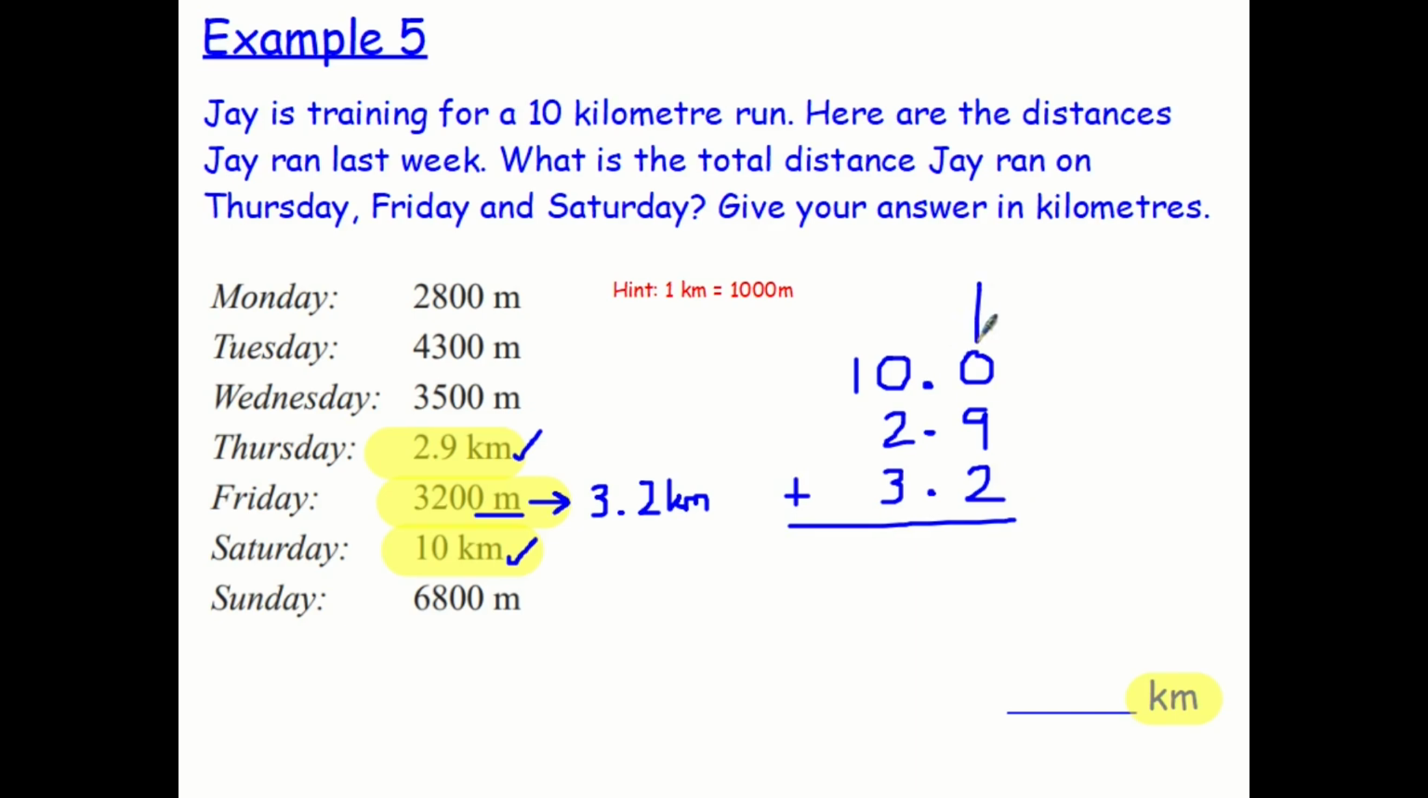And let's start off with this column. 9 plus 2 is 11. So put the 1 there and carry the 1. 0 plus 2 plus 3 is 5, plus another 1 is 6. And then there's just a 1 here on its own, so that drops down to here, 16.1 kilometres.